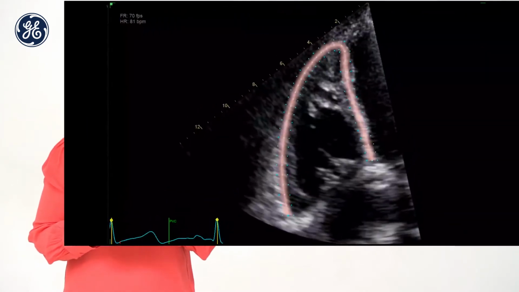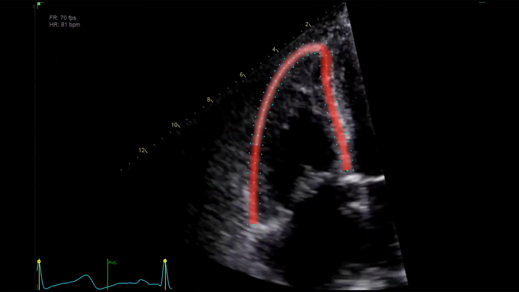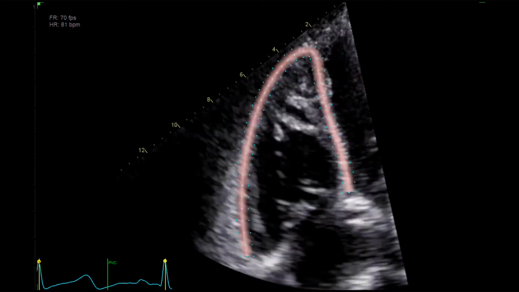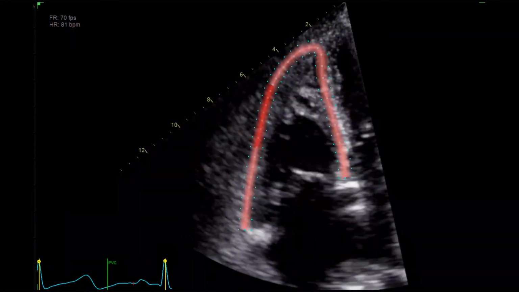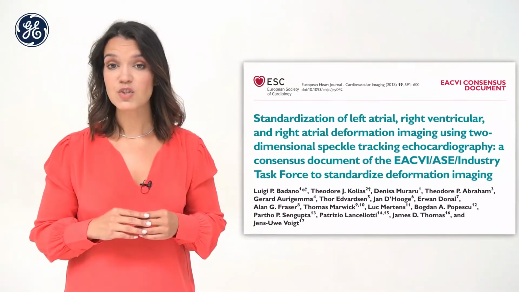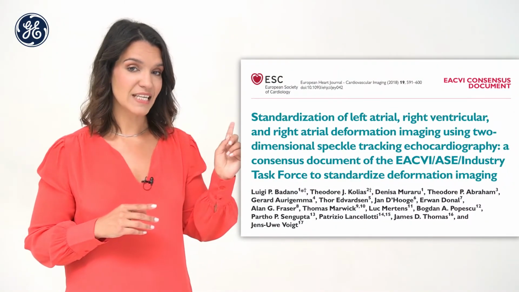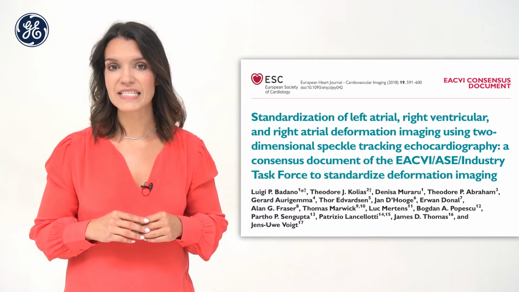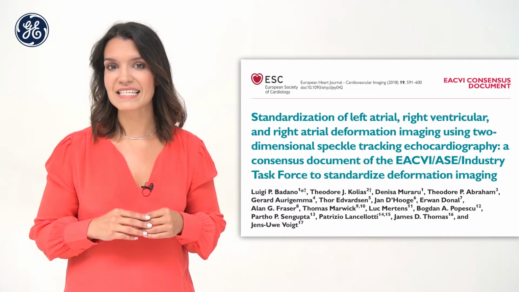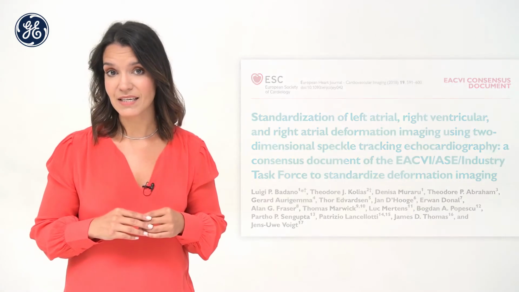Let me introduce you to the new GE Healthcare Ultra Edition AFI RV strain, which is a novel tool to assess the right ventricular function using advanced speckle tracking echocardiography. AFI RV follows the 2018 consensus document of the EACVI-ASC Industry Task Force and provides endocardial and full wall segmentation analysis and results, including TAPSE.